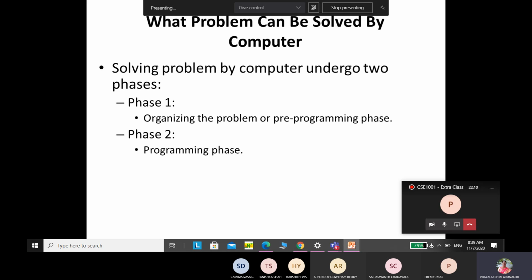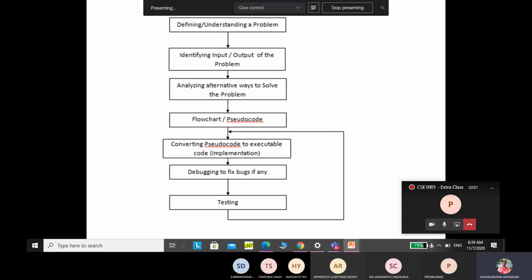What is meant by phase one? Phase one is nothing but the pre-programming phase. That means before writing the program, what are the things you have to do? And phase two is nothing but the programming phase. I'll show in this one. See, actually, this is the programming phase. All the steps I have given before the programming are called the pre-programming phase.